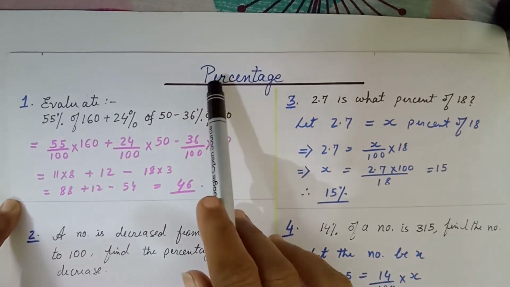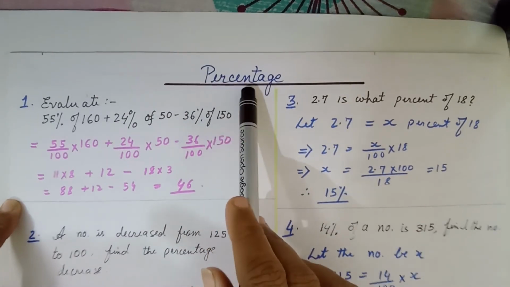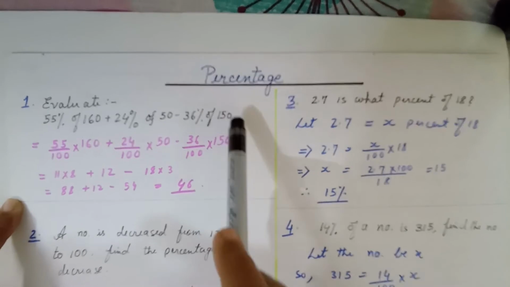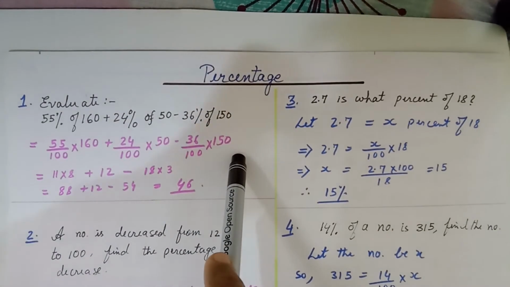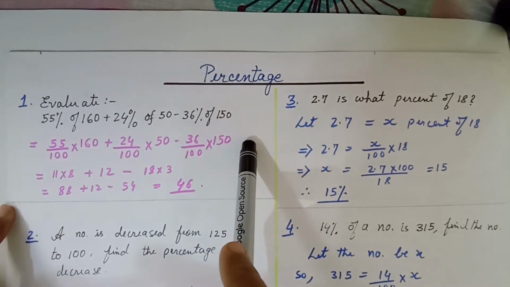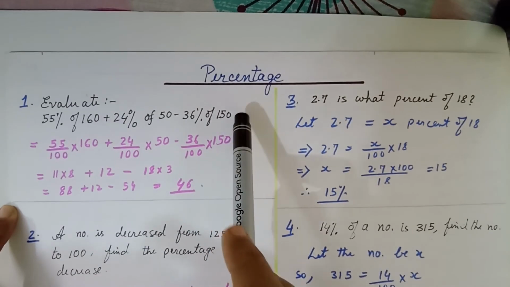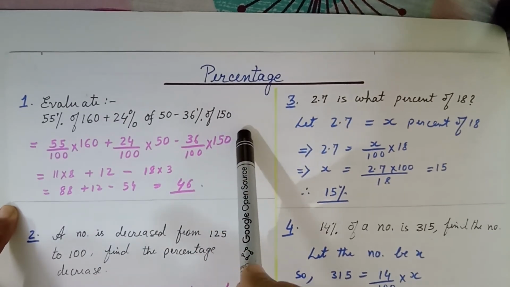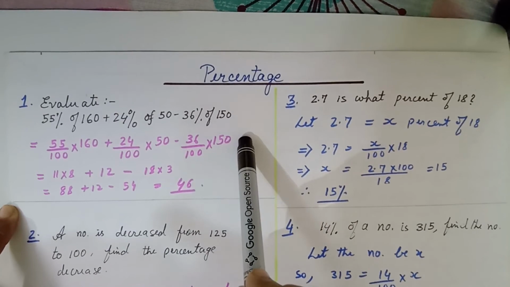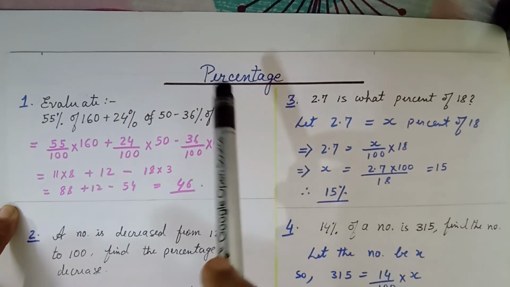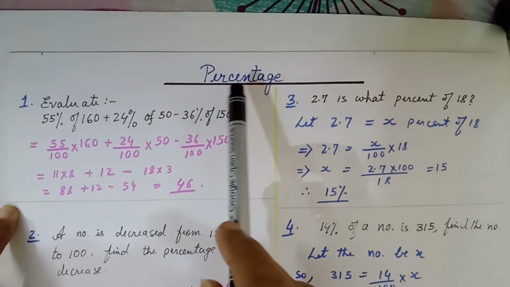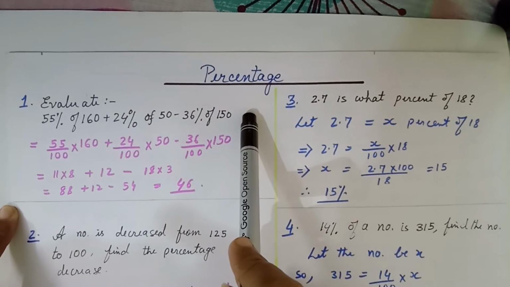So let us begin the chapter percentage. Percentage means: per means every, cent means 100, for every 100. Suppose I say 15%, it means that out of 100, 15. Like if you buy vegetables or fruits, you ask the shopkeeper the rate. The shopkeeper tells you per kg, means for every 1 kg. Here it is per cent, for every 100.